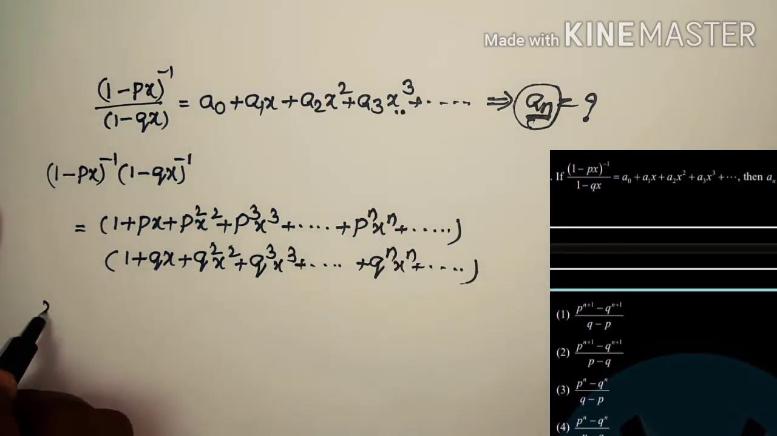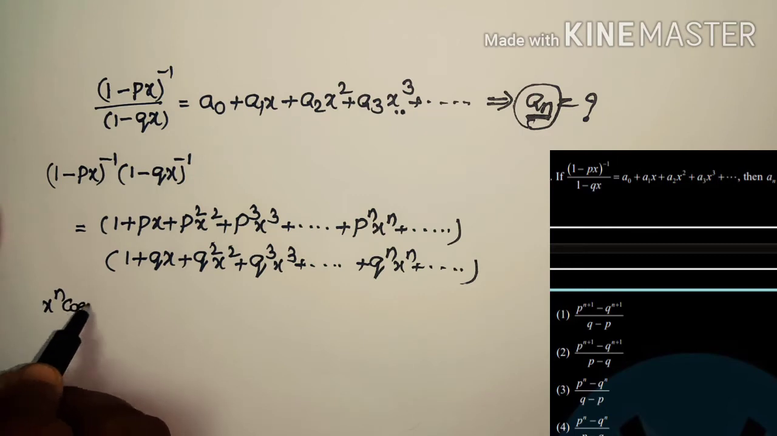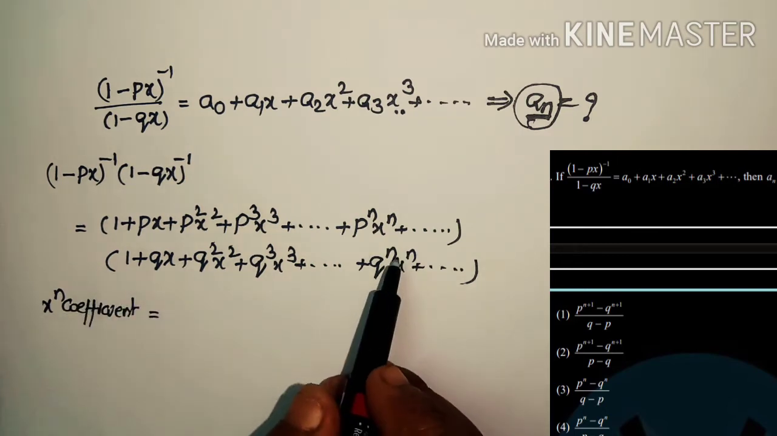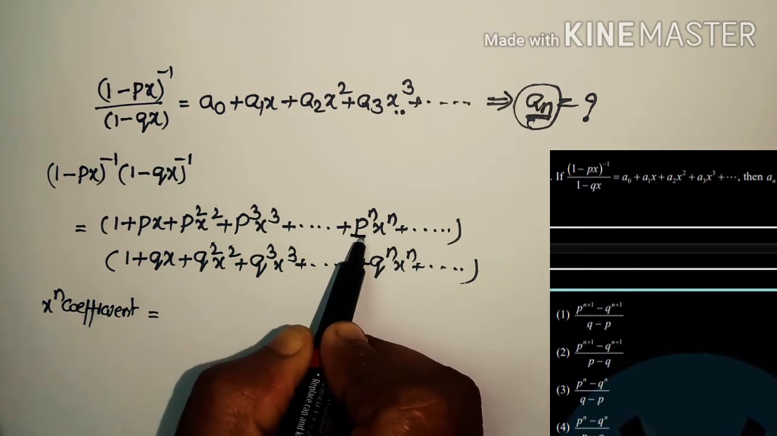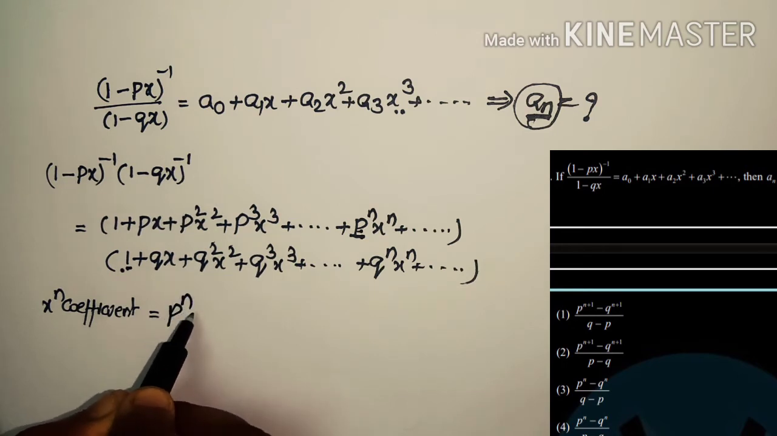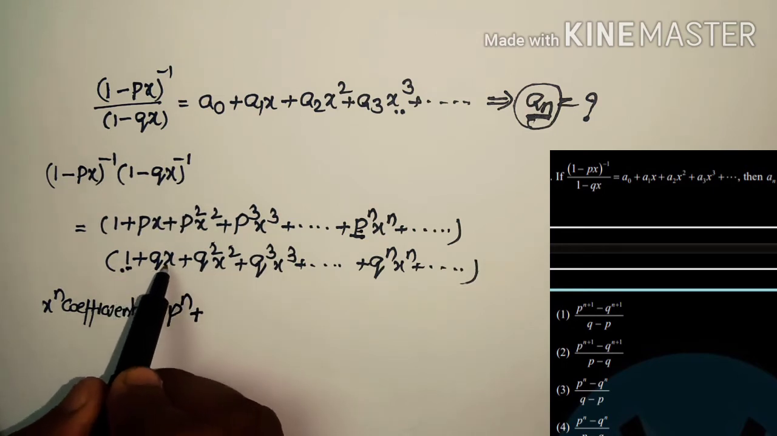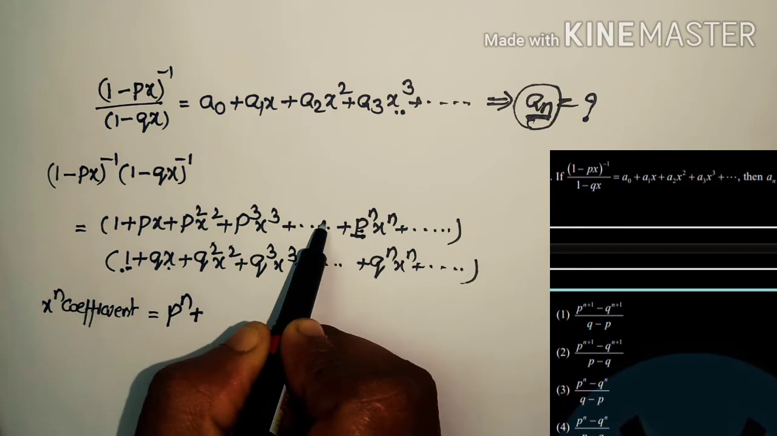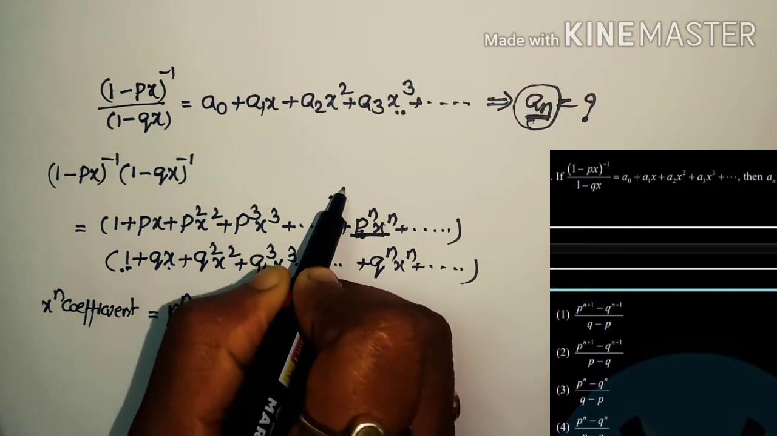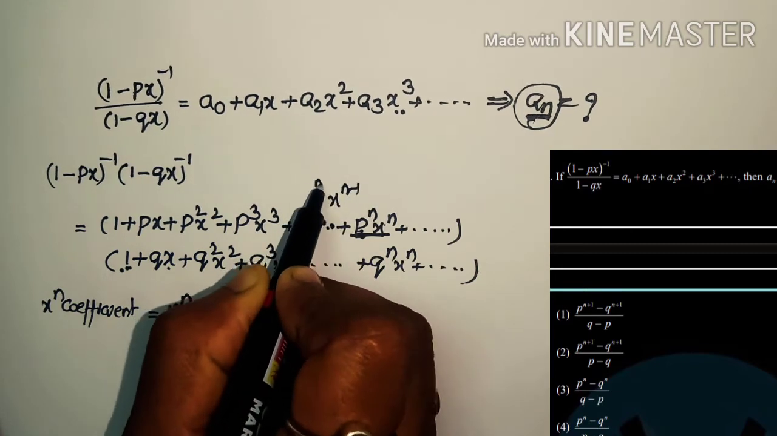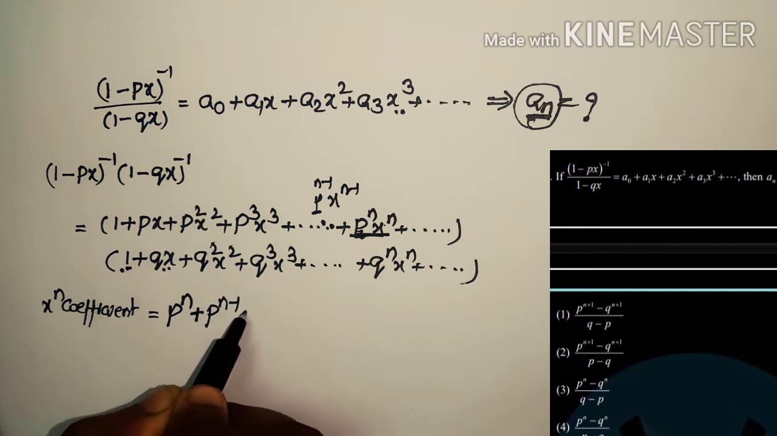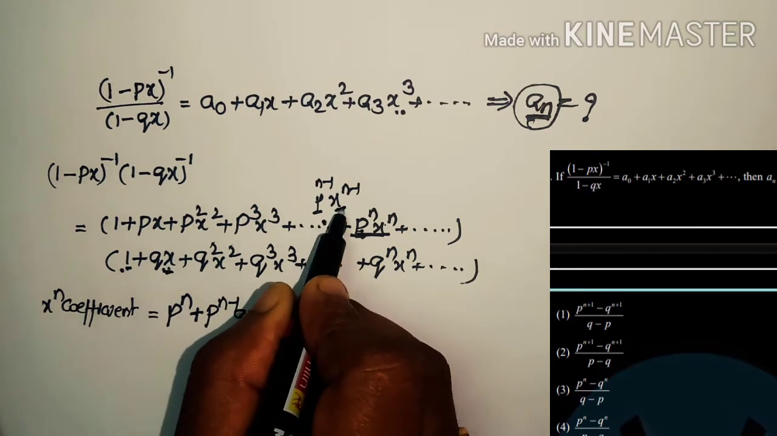So we are taking the x power n coefficient here. To get the x power n coefficient, first we multiply p power n with 1, so the first term is p power n. Next we multiply the term p power n minus 1 x power n minus 1 with qx, so the next term is p power n minus 1 into q.